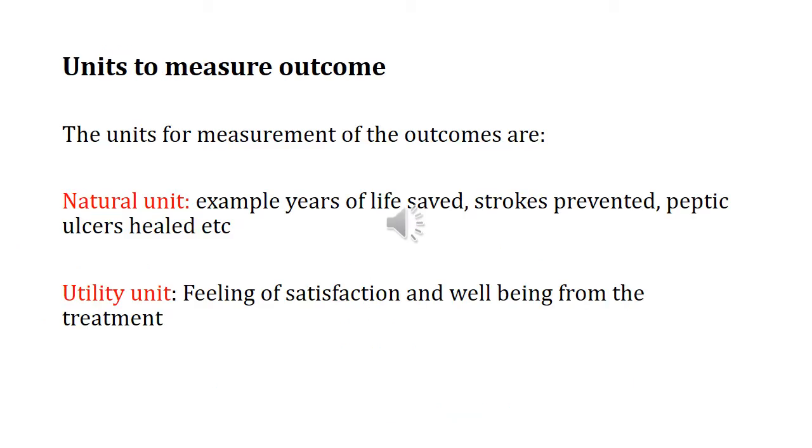The next part is the units that are used to measure outcomes. These include natural unit, for example, years saved, strokes prevented, and peptic ulcers healed. The next type of unit is utility unit. This includes feeling of satisfaction or well-being from a treatment. So more of utility unit are intangibles. Natural unit are something which you can actually see, the visible change that you can see in a person post a treatment.